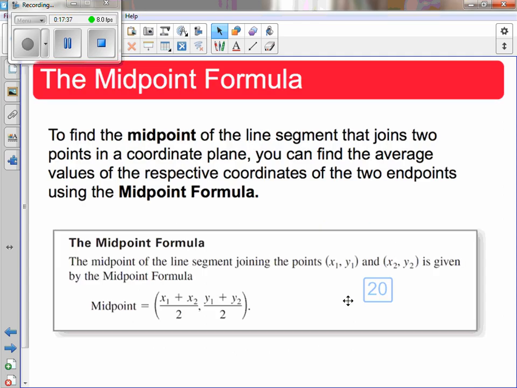Midpoint. X1 plus X2 over 2, Y1 plus Y2 over 2. This is the midpoint formula. The midpoint is telling us where the middle of the line is. I have a feeling most of y'all remember this. Yes?